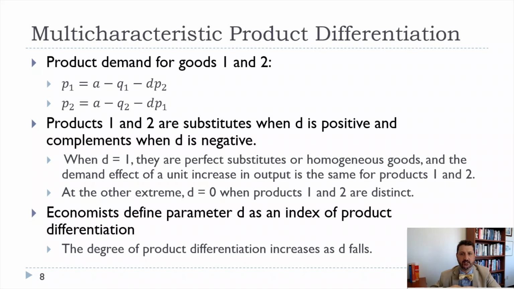If D is negative, then that means they're complements, right? So the price of one will have the opposite effect on the price of the other than if they're substitutes. And we're going to come back to this type of model in later chapters when we think about just two firms that are competing and choosing their prices, right? And so that will be important. We're not going to go into the model too much here because we're going to use the Hotelling model.